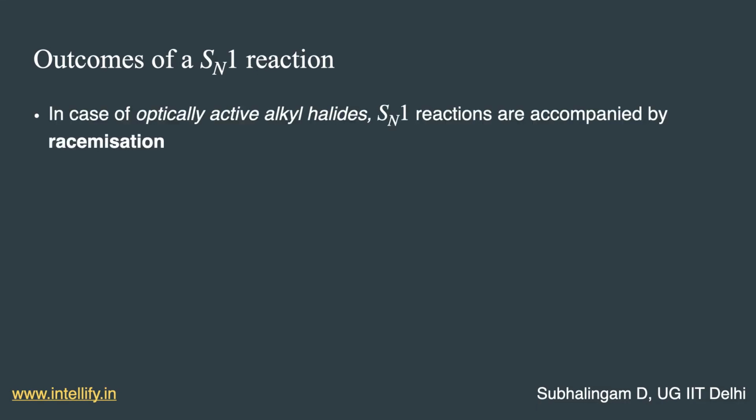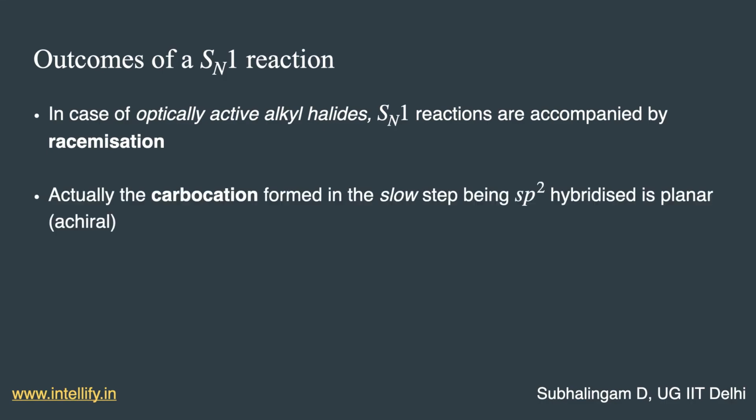In case of optically active alkyl halide, this is important: the reactant should itself be optically active in the first place, otherwise there's no point in discussing stereochemistry. In case of optically active alkyl halides, SN1 reactions are accompanied by racemisation. Actually, the carbocation formed in the slow step, being sp2 hybridized, is planar, and hence it is achiral.